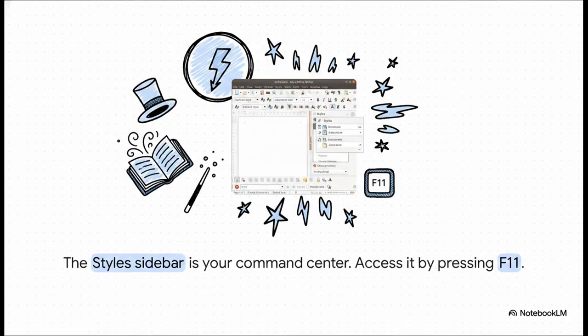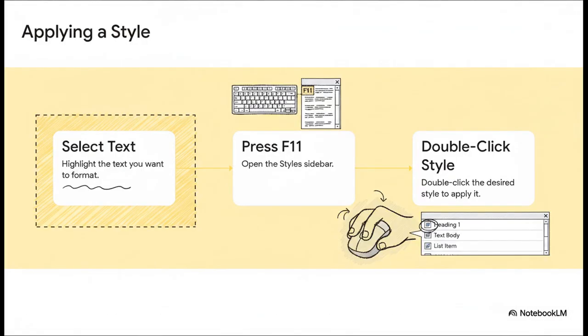So where do you find all this formatting magic? Your command center is this thing right here, the Styles sidebar. The absolute quickest way to pop it open is by pressing the F11 key. This little window is where it all happens. Applying a style that's already there is incredibly easy. Let's just walk through it real quick.